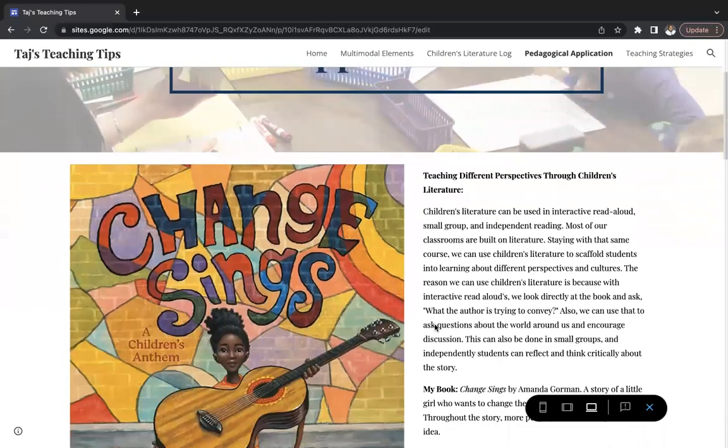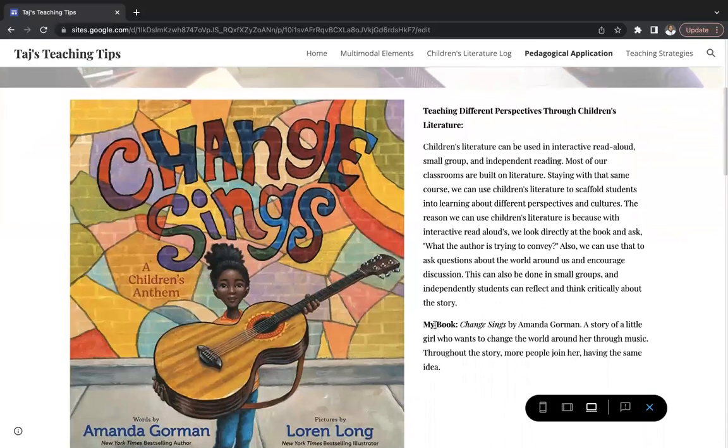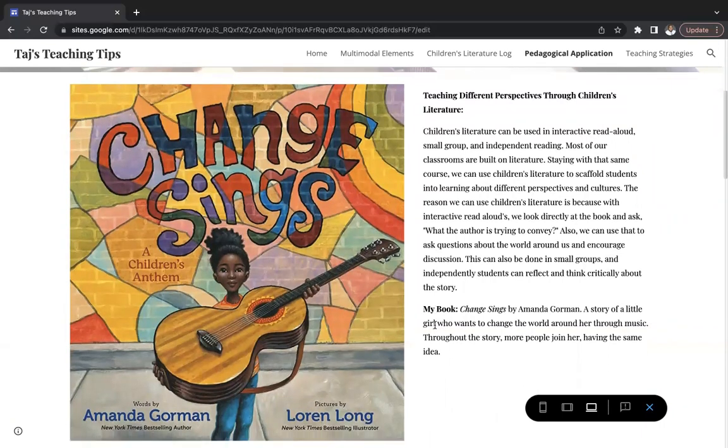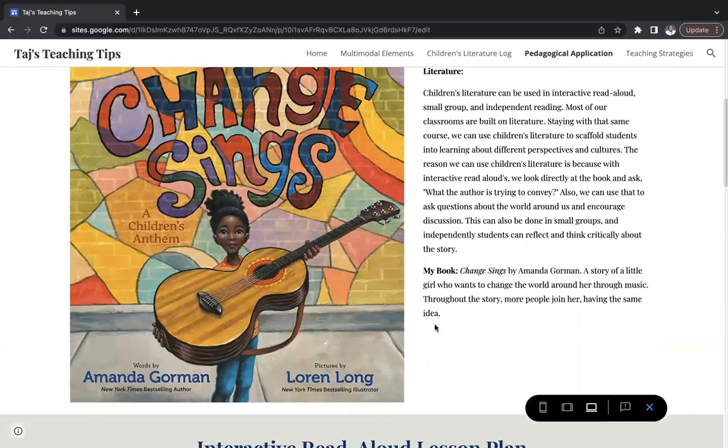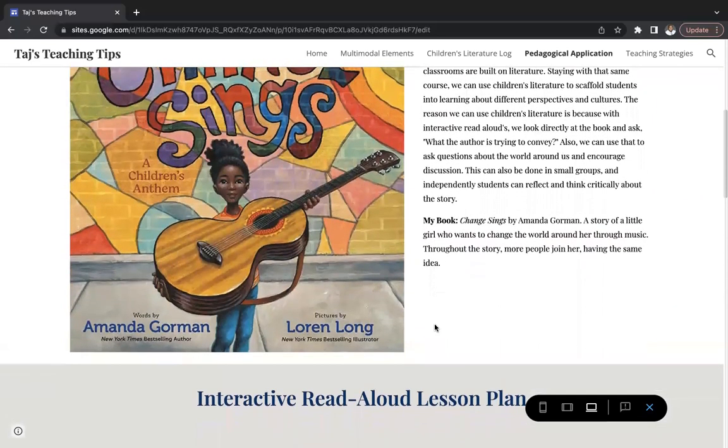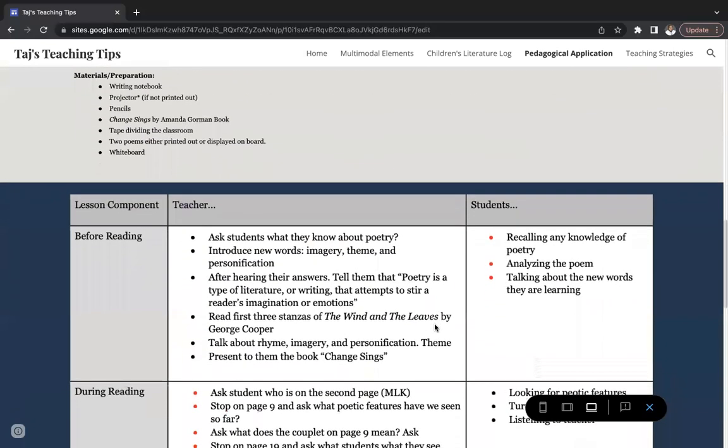In my pedagogy application, I would use the book Change Sings by Amanda Gorman. I would use this book because I want to look deeply at what the author is trying to convey. The reason we can do this with this book is because it is a poetry book as well, and the illustrations clearly depict the story that is wanting to be told.